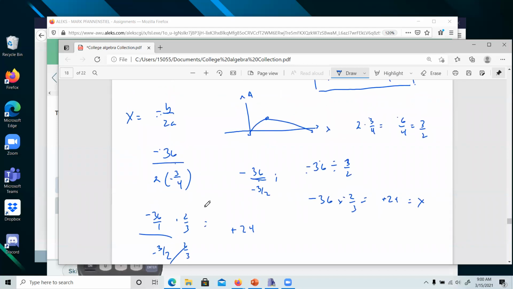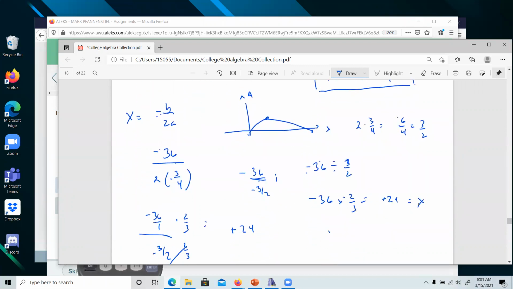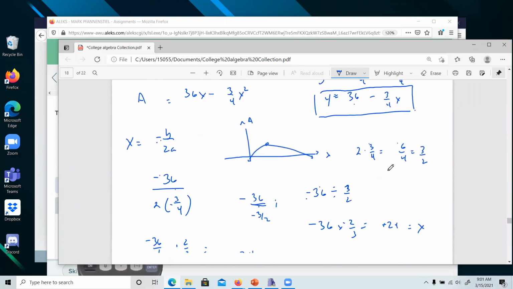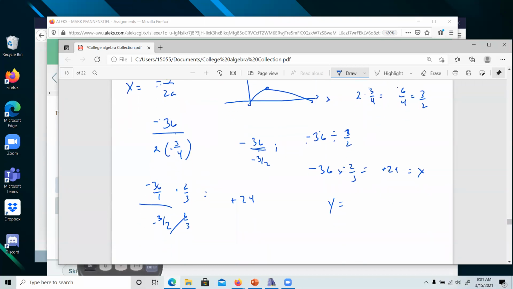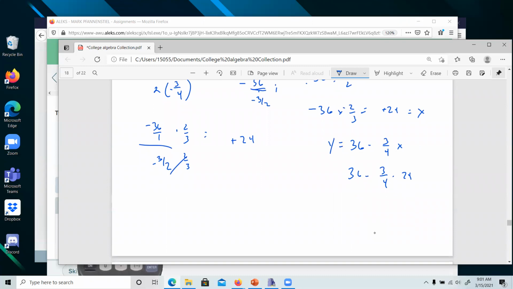So now that I know that x is equal to 24, we can go back and figure out what y should be. Y should be 36 minus 3/4 x. So 36 minus 3/4 of 24. Right? 24 divided by 4 is 6, and then 6 times 3 is 18. So 36 minus 18, I believe, is 18.